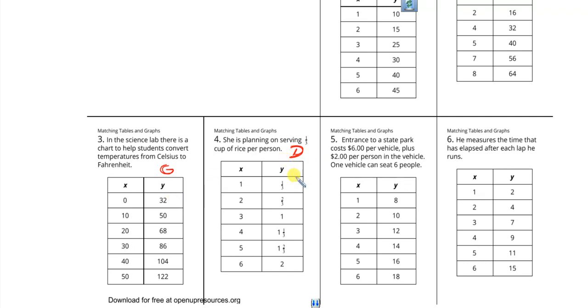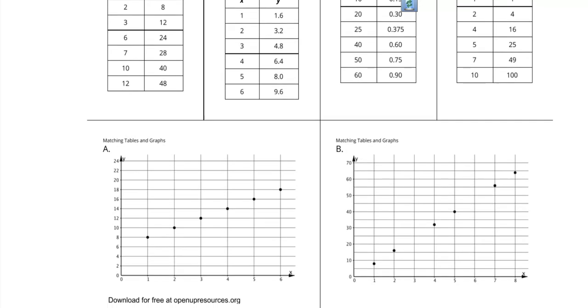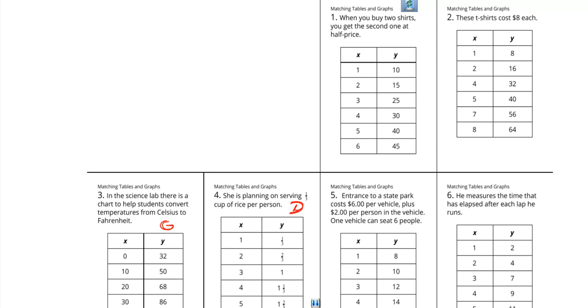So I've done 2 of them for you, and I've still got a few more seconds. I'll maybe look at one more here. This one doesn't look like it's proportional, but I've got 1, 8, 2, 10, 3, 12.